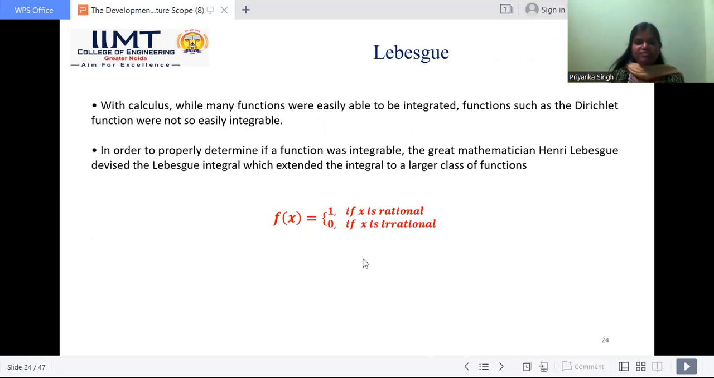Lebesgue. With calculus, while many functions were easily able to be integrated, functions such as the Dirichlet function were not so easily integrable. In order to properly determine if a function was integrable, the great mathematician Henri Lebesgue devised the Lebesgue integral, which extended the integral to a larger class of functions. f(x) is equal to 1 if x is rational, 0 if x is irrational.